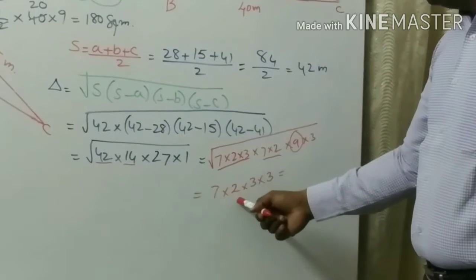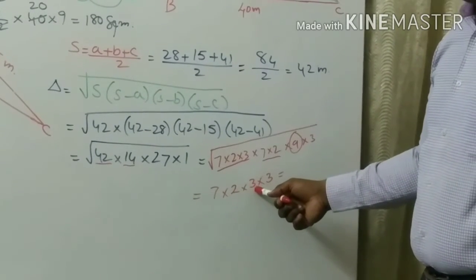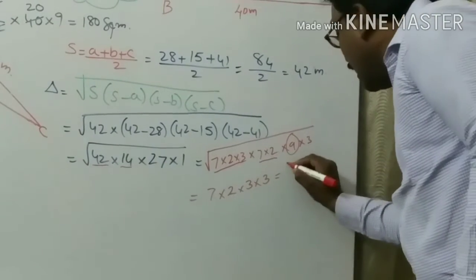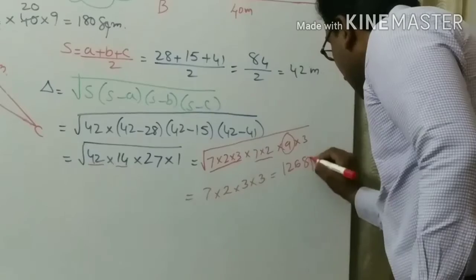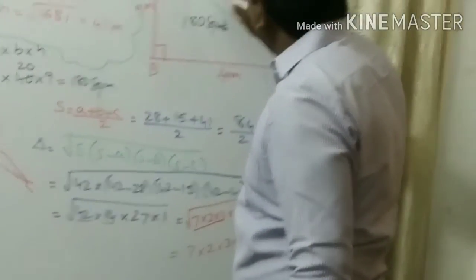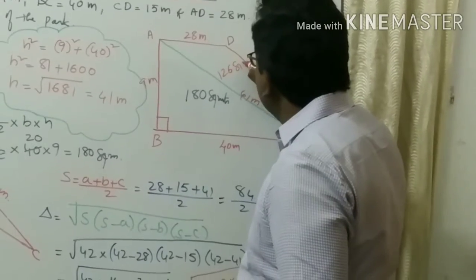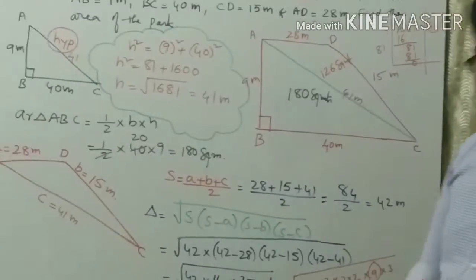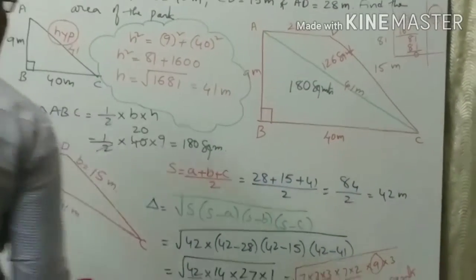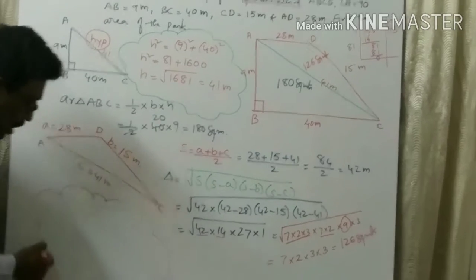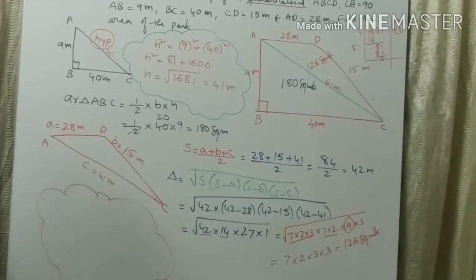Now 7 twos are 14. 14 threes are 42. 42 into 3 is 126 square meters. So this area is 126 square meters. Now what is the question he asked? What is the area of the park? I am doing here the area of the park.